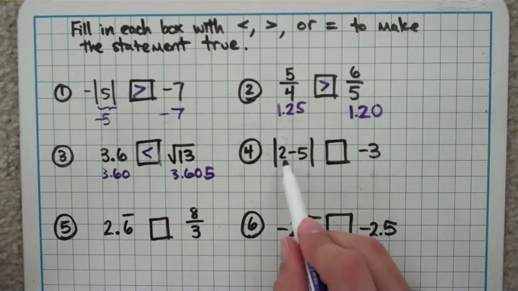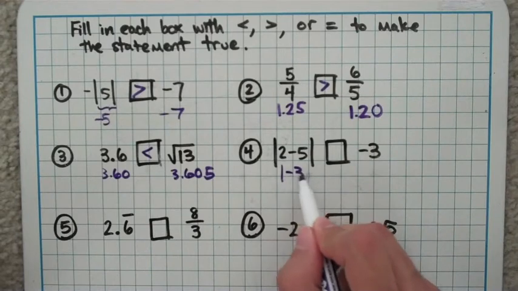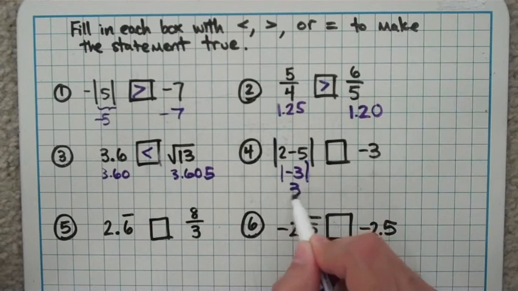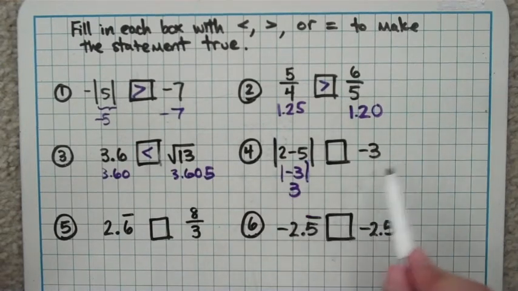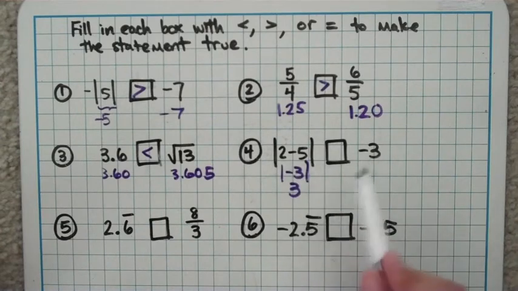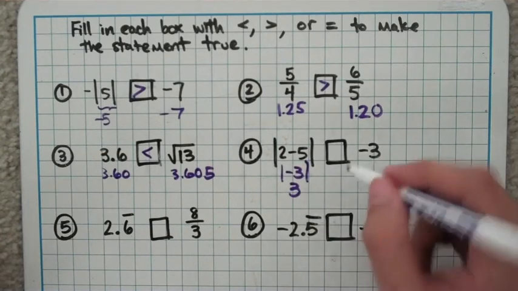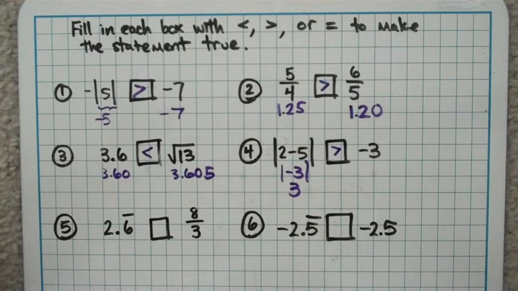On my next one, 2 minus 5 is -3, but it's the absolute value of -3. Absolute value of -3 is +3. Be careful of little problems like this because you'll see that -3 and think, oh, they're the same thing. But 3 is bigger than -3. This should be a greater than.